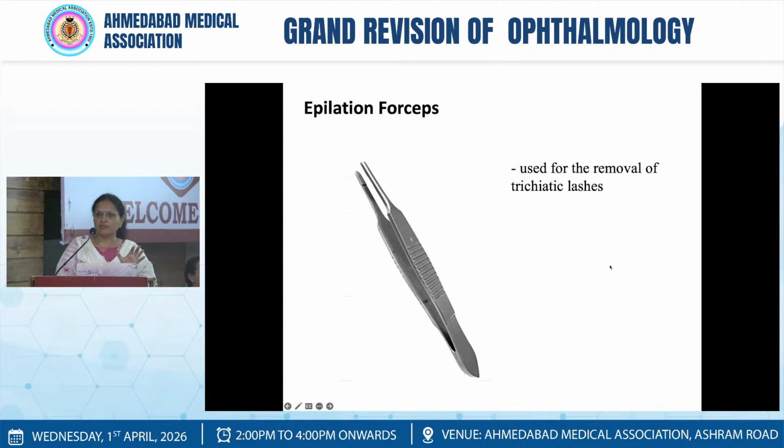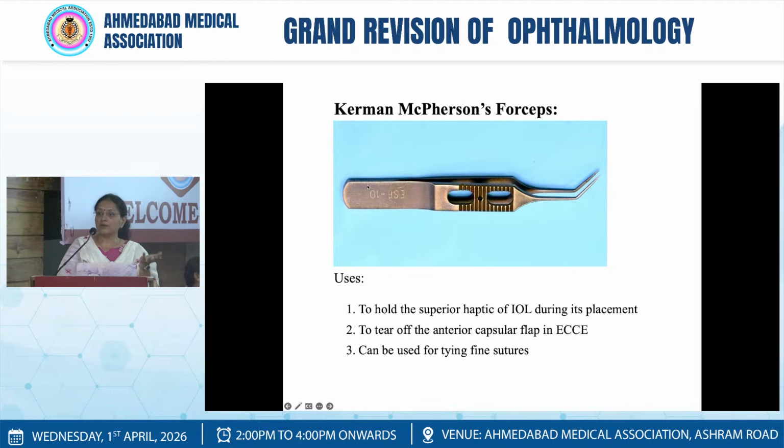Then epilation forceps. As madam was talking about the trachoma, right? In entropion cases, you can have inward eyelashes. So if you want to remove them, then there is a stout soft blade forceps. It is called the epilation forceps. So you can ask about the trachoma, right? Now the trachoma is eliminated. You must have heard that.